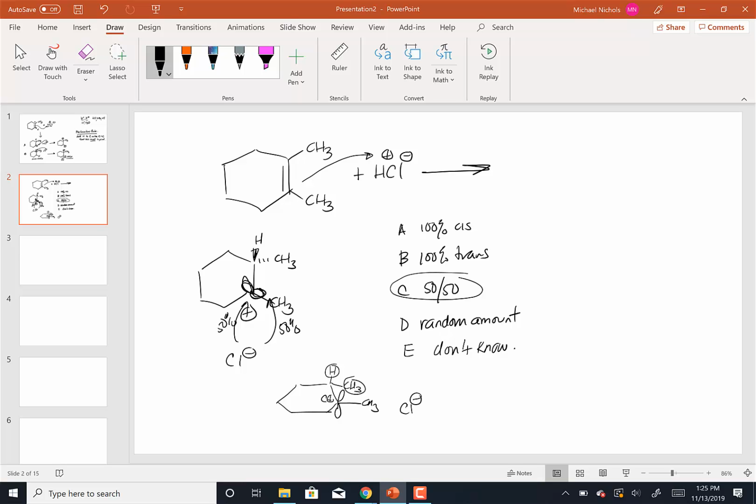It could be below. It's your choice. The reality is neither of these is going to affect the chloride that much, if at all. I'm probably giving it more credit than it is. It's not going to affect it at all. So the chloride's going to add 50-50.